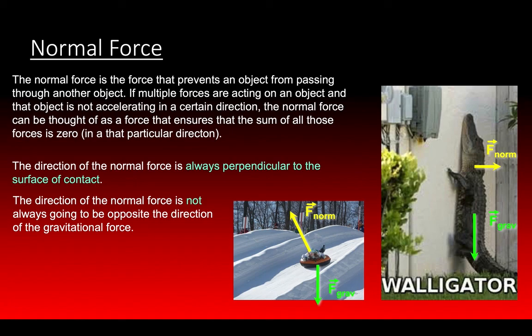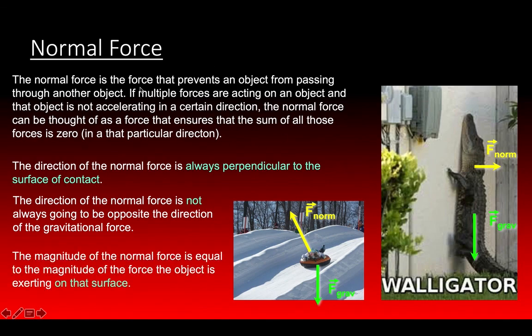How steep is that angle? Well, that will depend on how steep the slope is. If you have an object that is leaning against a wall, well, the wall is my surface of contact, and perpendicular to the wall in this particular scenario means horizontal, coming out of the wall. So in this case, the normal force points to the right. So notice in both of these scenarios, the normal force is not opposite gravity. The normal force is always going to be perpendicular to the surface of contact.